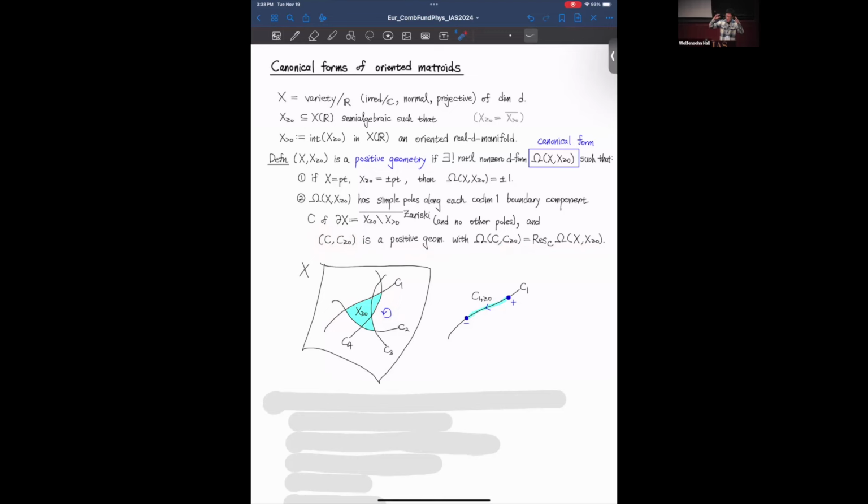So there's this recursive structure where if I want to test whether this picture defines for me a positive geometry, well, first I check whether my form has exactly simple poles along these curves. And when I take residue, by residue I mean, for instance, if I write C1 as locally defined by one equation F, then I can write this canonical form as something wedge df over F, since I have a simple pole along F, and the residue is just the part that's not the df over F.